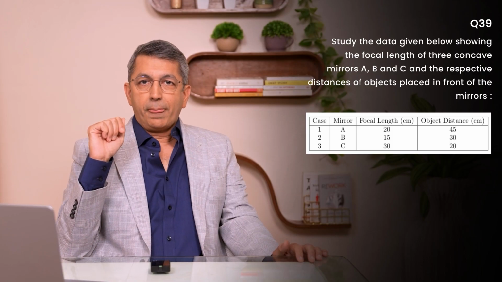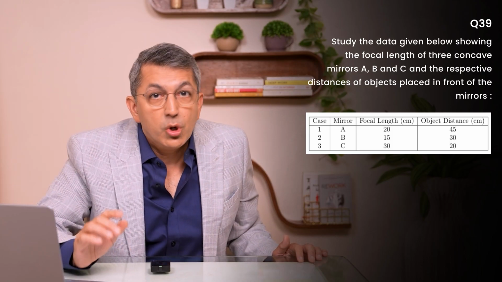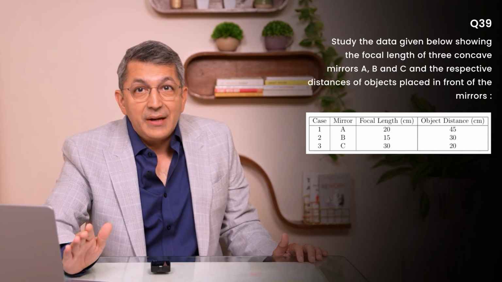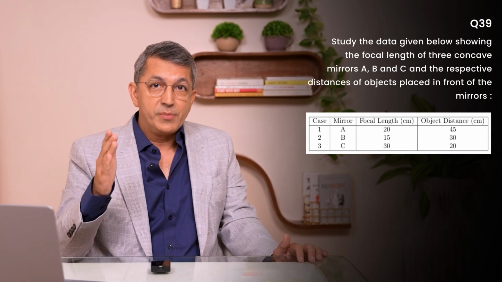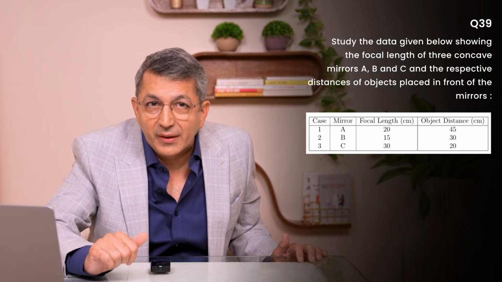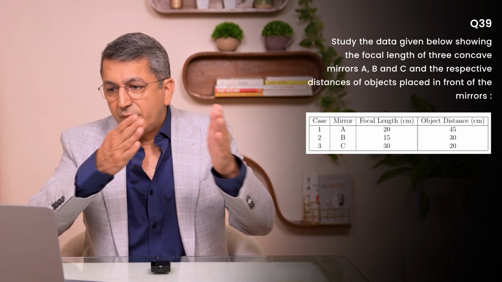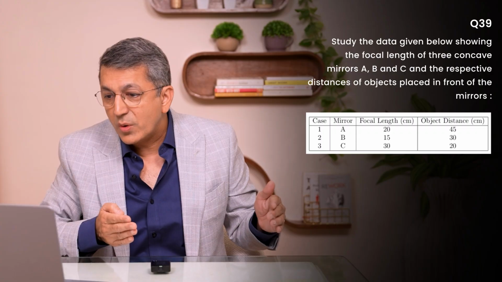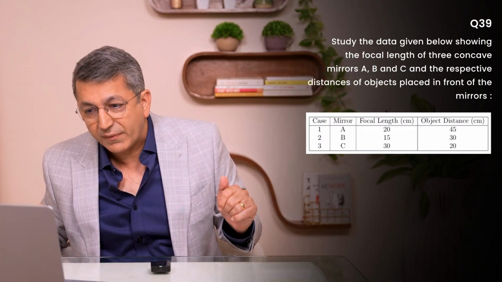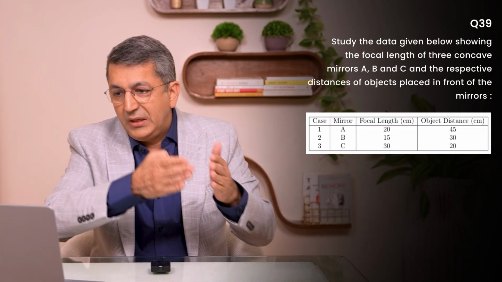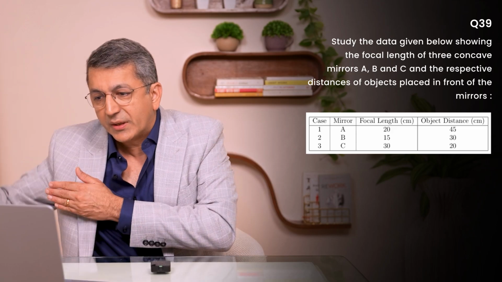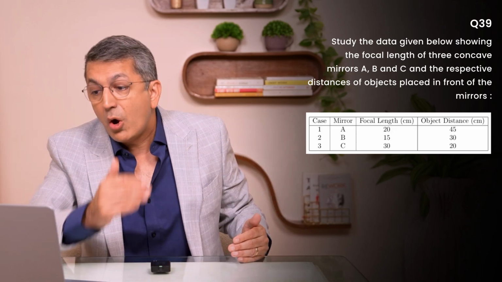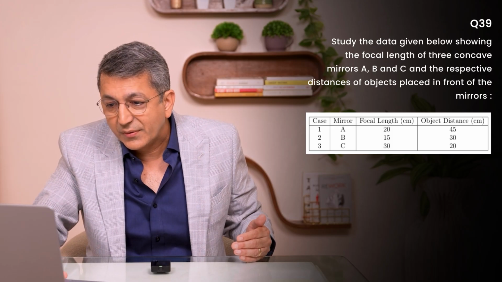Question 39. Study the data given below, showing the focal length of three concave mirrors A, B, and C, and the respective distances of object placed in front of the mirrors. Case, mirror, focal length, object distance. Case 1, mirror A, focal length 20 centimeters, object distance 45. Case 2, B, focal length 15 centimeters, object distance 30. Case 3, mirror C, focal length 30, object distance 20 centimeters.